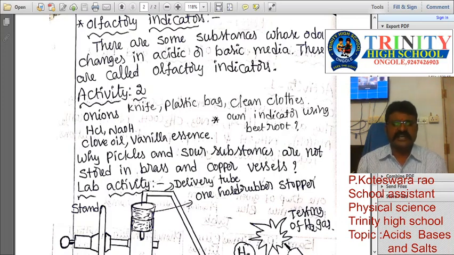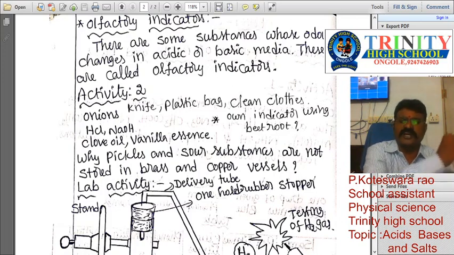Then once again we take 2 test tubes. In one test tube we add 1 or 2 drops of dilute HCl. In the second test tube we add 1 or 2 drops of NaOH solution.